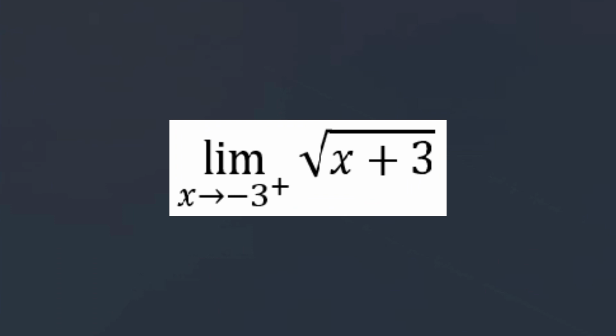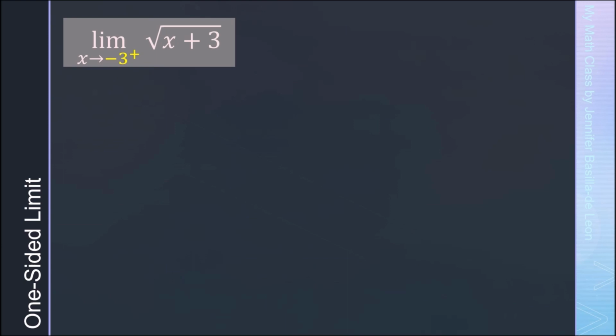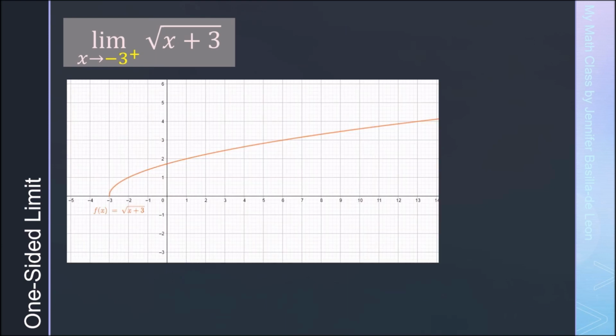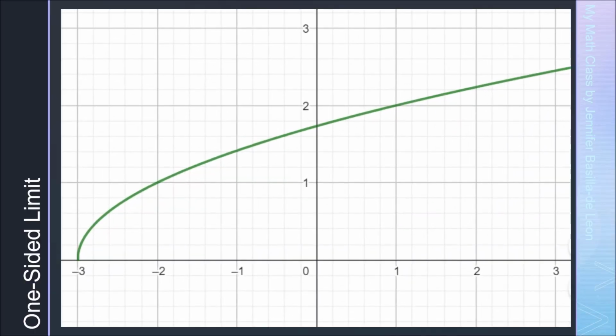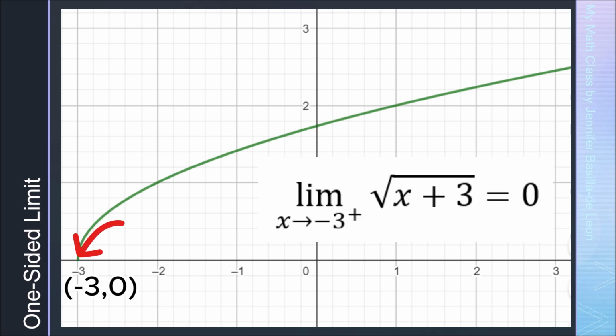the right. Evaluating the limit of the given function using its graph, we can see that as x approaches negative 3 from the right, the value is 0. Hence, the limit of the square root of x plus 3 as x approaches negative 3 from the right is 0.